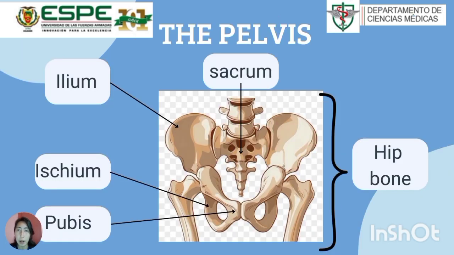The pelvis is a bone structure made up of several parts, including the sacrum, ilium, ischium, and pubis. These components work together to form the pelvis, which is fundamental in supporting the weight of the upper body, connecting the spine to the lower limbs, and providing protection for the pelvic organs.